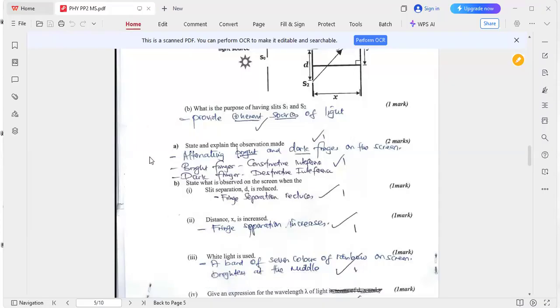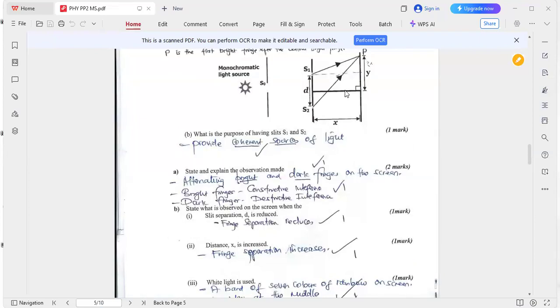with the brightest at the middle. So this thick line here in the middle will be the brightest. Then we have bands of the colors of the spectrum up and down.